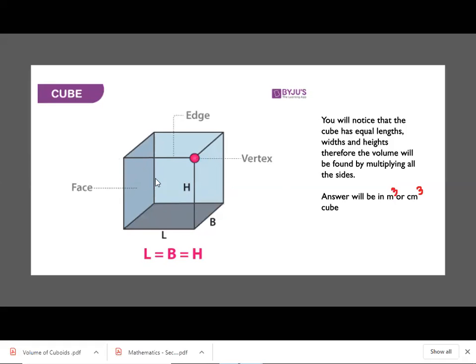There are 6 squares. So we don't say length by breadth by height. Why? Because the length, the breadth, and the height are the same measurements. So therefore, it is just side by side by side. You will notice that all are the same.